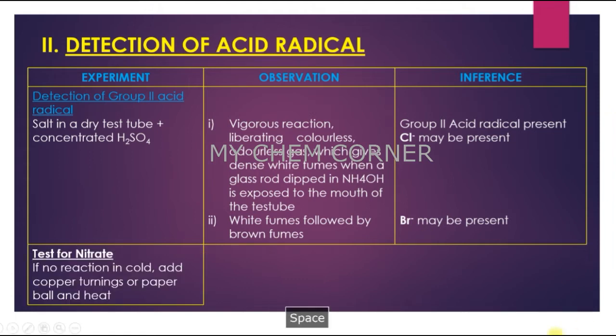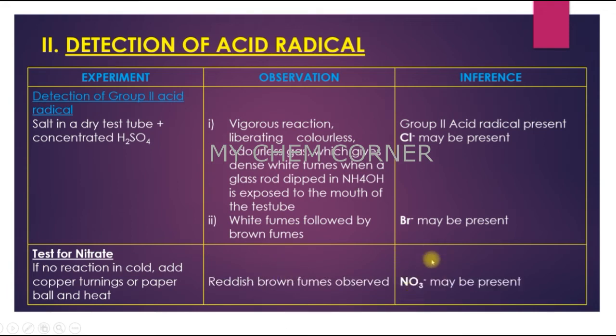Now, what if you don't observe either of these two in your test tube? You added salt, you added concentrated H2SO4, and you did not observe any fume. Do not discard it. To the same test tube, you add a copper turning or a paper ball, and you heat it. Now when you do that, you will get reddish brown fumes if you have nitrate present. So here in group 2, you have three possible radicals: chloride, bromide and nitrate. Depending on what observation you see, you are going to do a further confirmatory test for that particular radical.